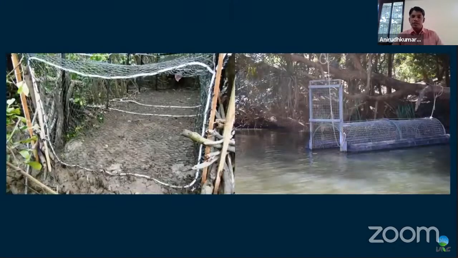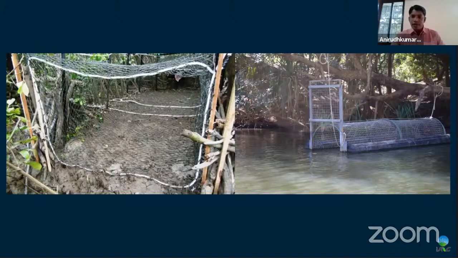So this is the way scientists capture crocodiles when they want to translocate. On the left, you can see a trap made of mesh net. On the right side, it's made of iron, and this is a floating cage. So when you are putting such traps, you need to make sure that when the animal gets caught inside this trap, you should be there.